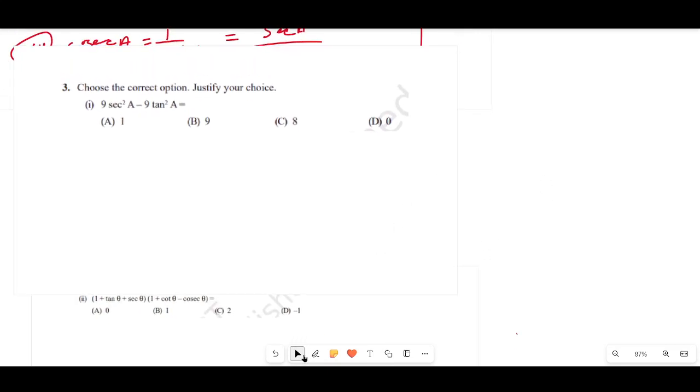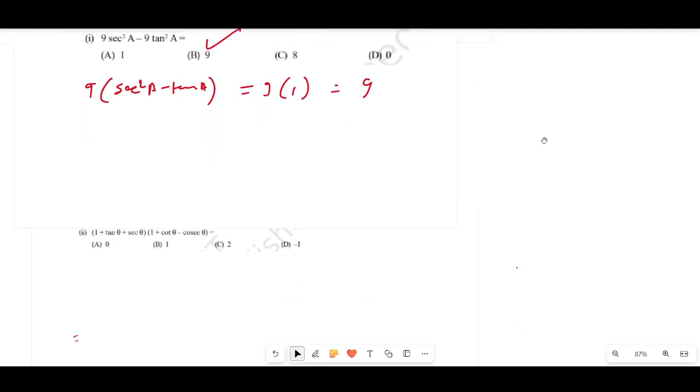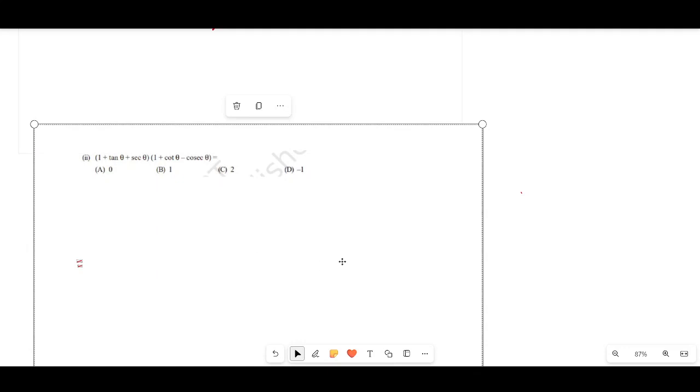Here the third part of the question is 9 sec square A minus 9 tan square A. Here we should take 9 common, sec square A minus tan square A, and this is the formula, so we write here 9, so B is the answer. Now come to the third part of the question. Clear?